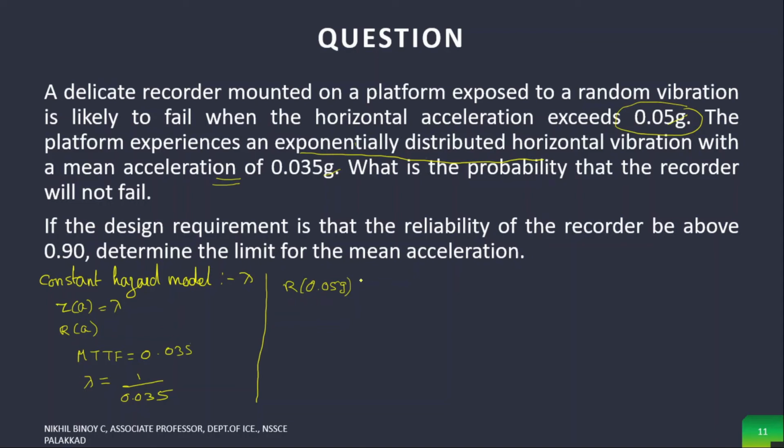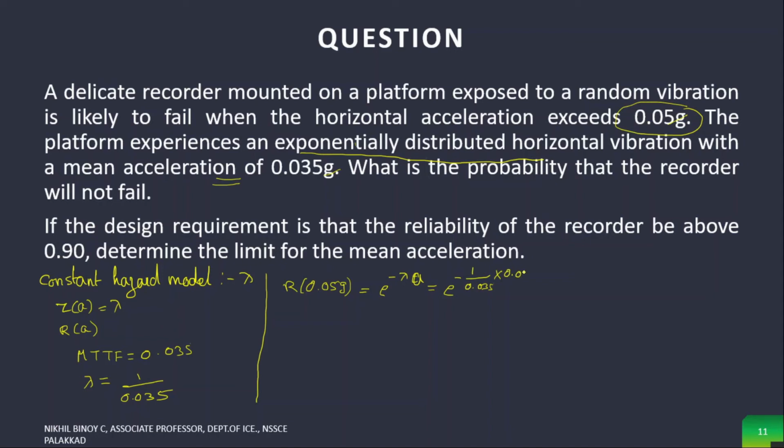So what is R of 0.05 G? What is the equation of reliability? The equation of reliability is e raised to minus lambda t, right? Lambda is 1 by 0.035, into, now what about t? So here not t, this is a. I am very sorry, this is a. R of a, because here all functions are expressed in terms of a. So e raised to minus lambda into a. What is a here? Here a is 0.05.